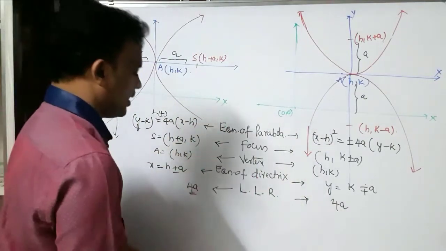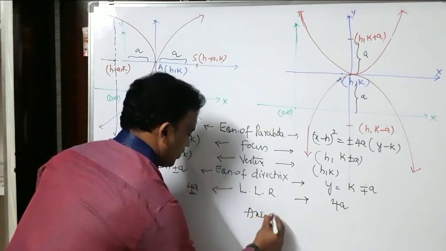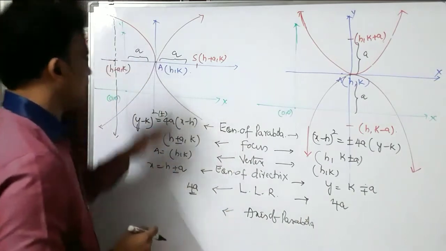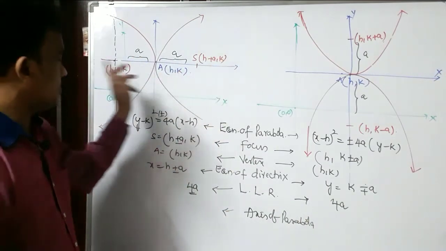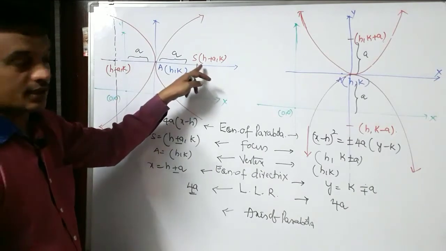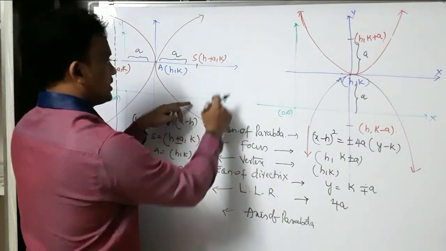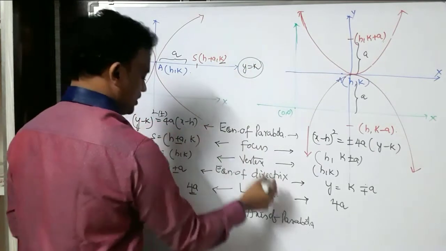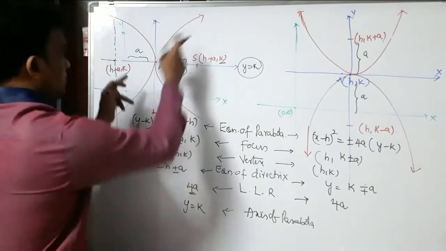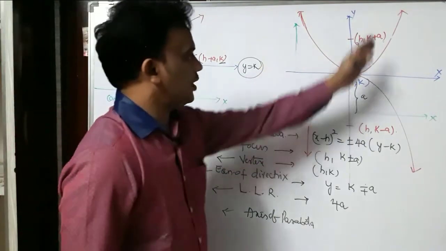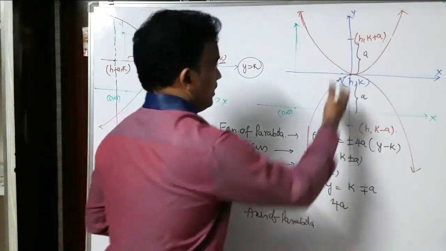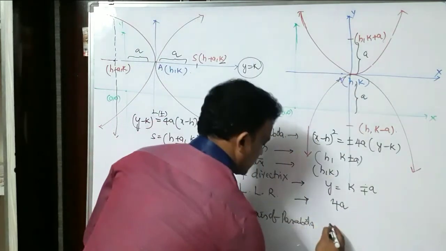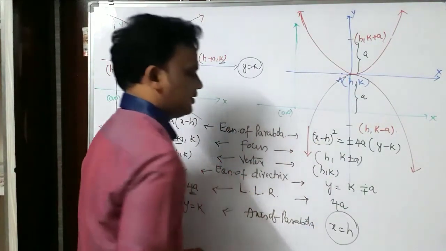And in both cases I am going to write one more thing. What is the axis of the parabola? The axis is the line passing through the focus. In this case it is parallel to the x-axis, which means the y coordinate is constant: y equals k for both parabolas. In this other case, the axis is parallel to the y-axis, so the x coordinate is constant, and you can write x equals h.